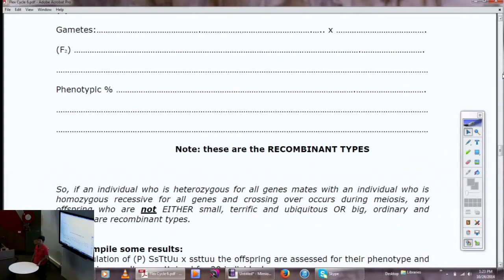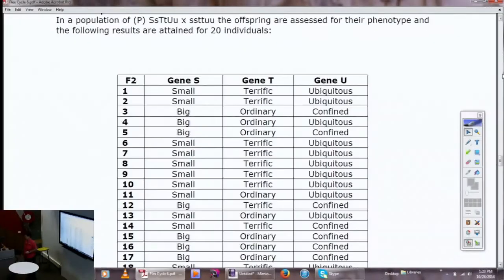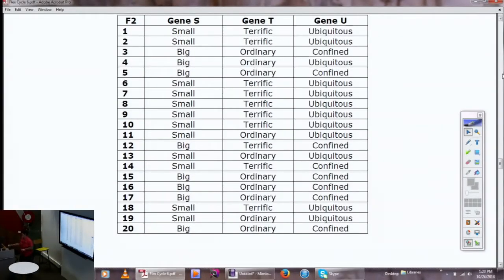That's fine. Why? Because map units are no longer percentages. We call them map units now. Okay? So that's irrelevant. Or centimorgans is the other name you could use for it if you wanted to. Now this part's the cool part. This is where you get cracking on it.